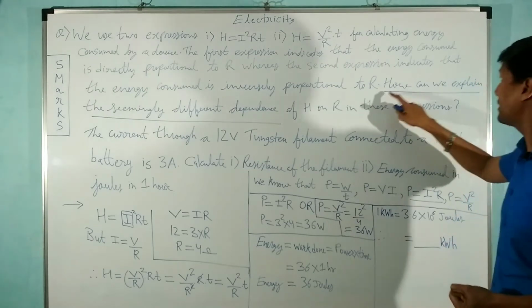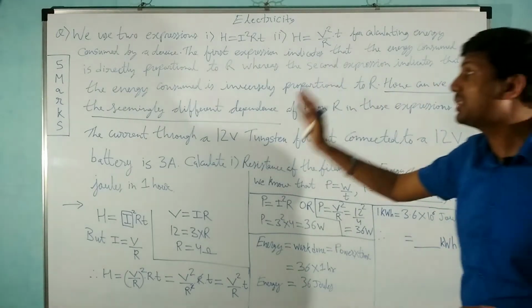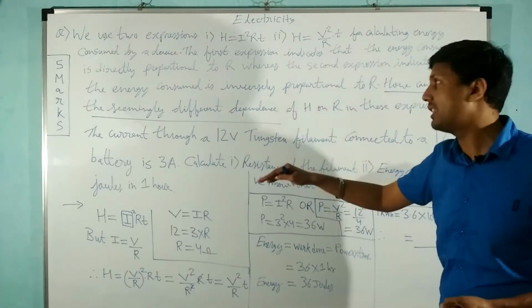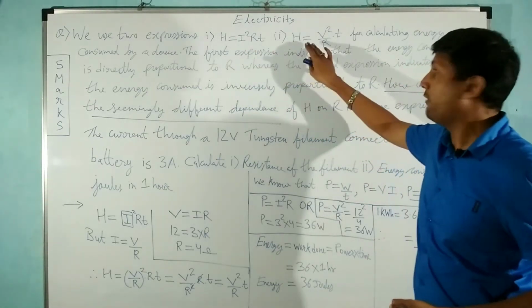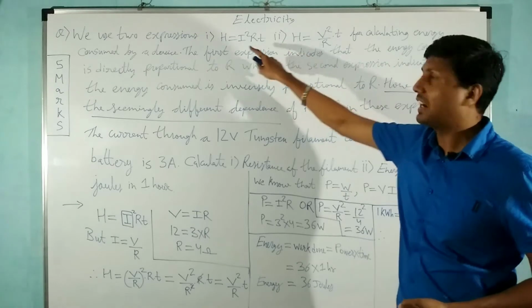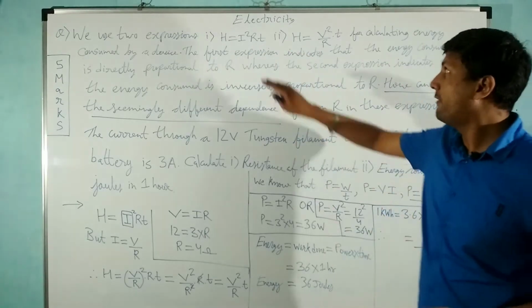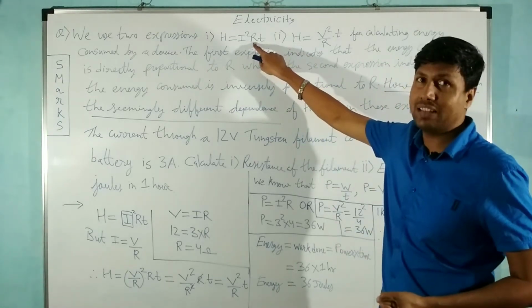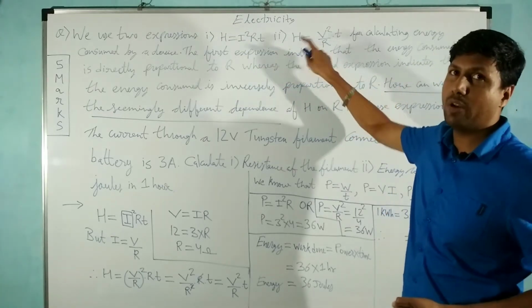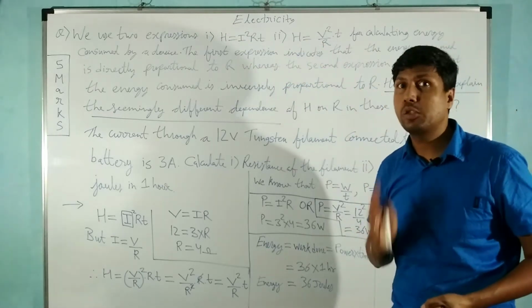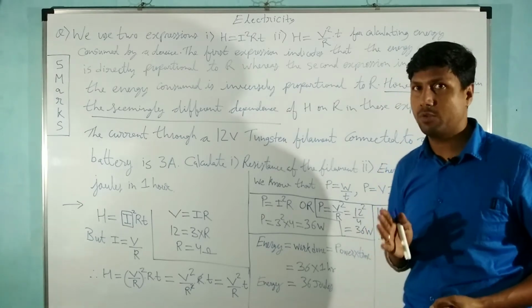So the question is, how can we explain the seemingly different dependence of H on R? Both are formulas for finding H, that is the heat generated, but in the first case R is directly proportional to H, and in the second case R is inversely proportional to H. So why is it so? That's what we have to find out here.